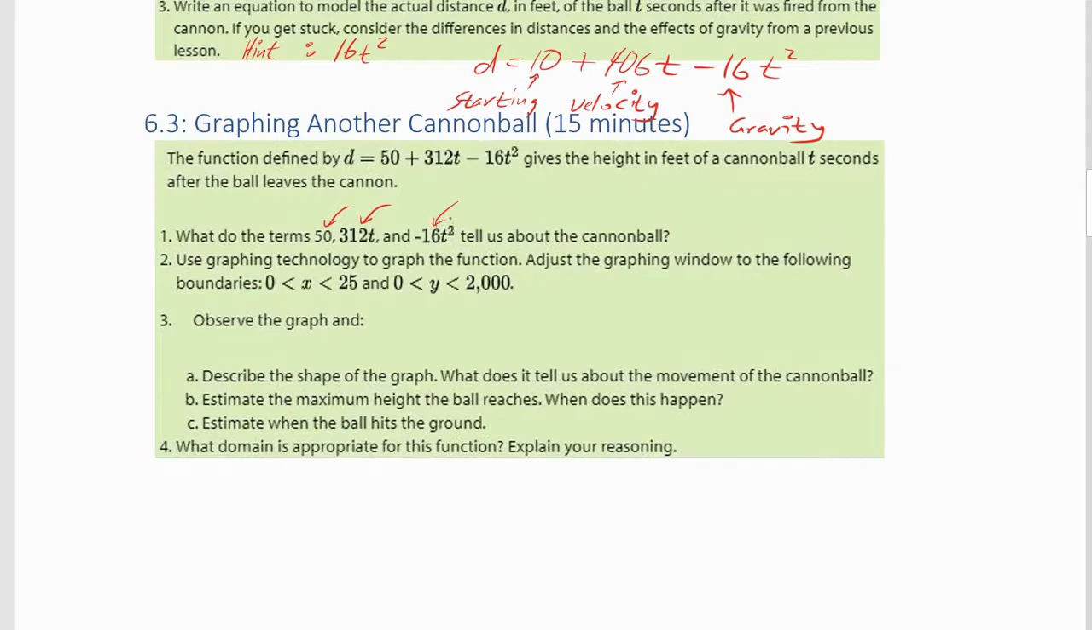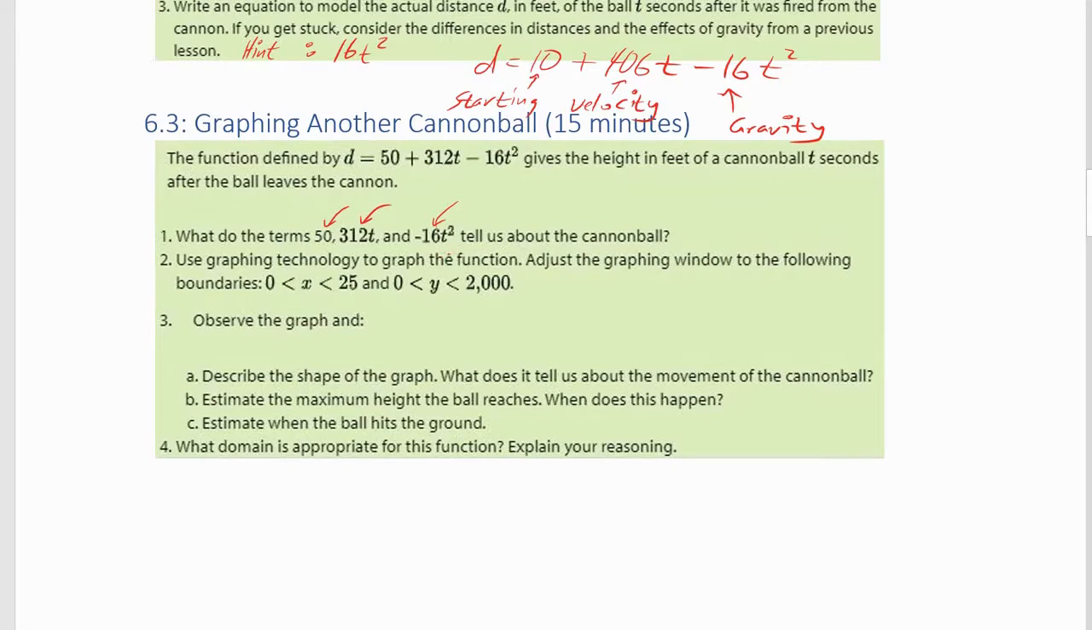And what planet would you say that is, telling you what the gravity is? All right, so what do those terms mean about the cannonball? And that's very much context. All right, and go ahead and look at the previous example. All right, so pause the video, try to figure out what those tell us about this situation for this cannonball. So pause.